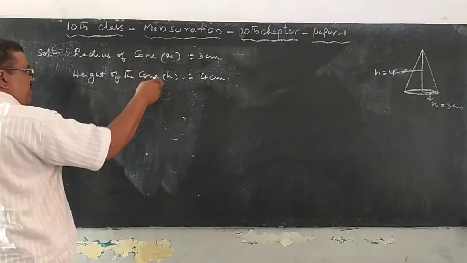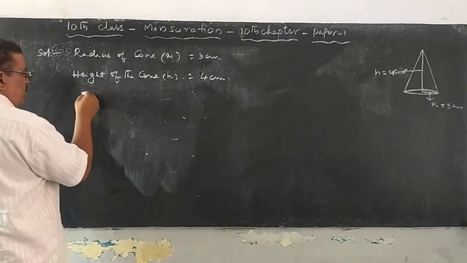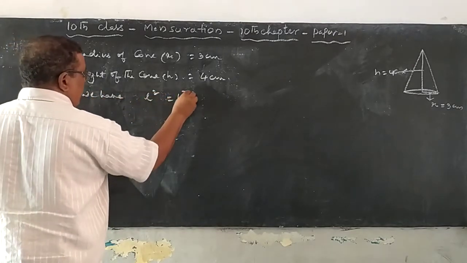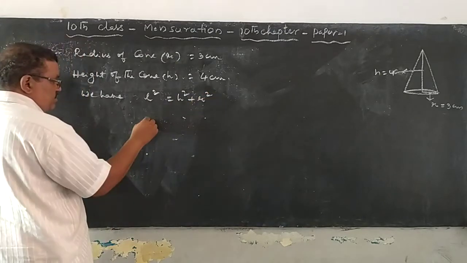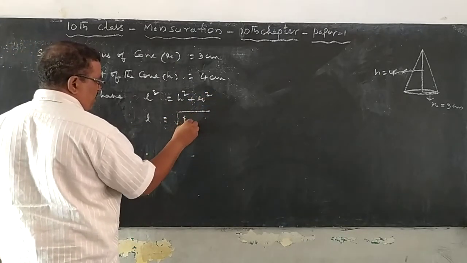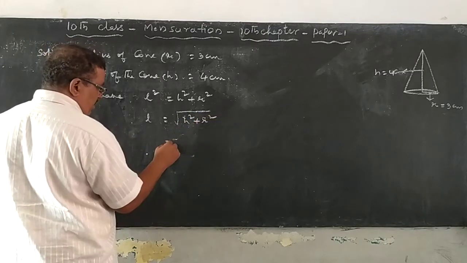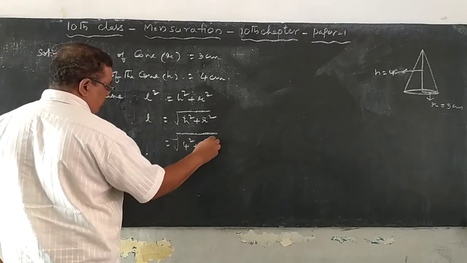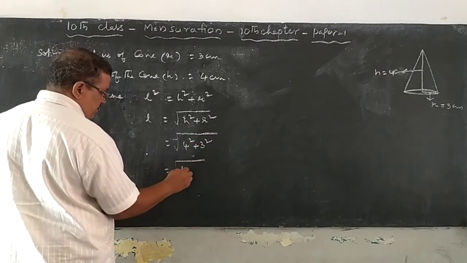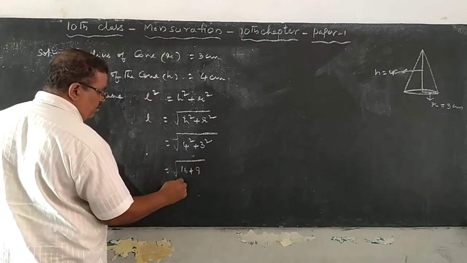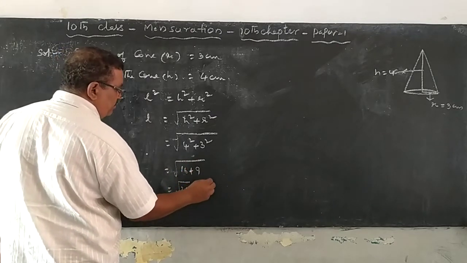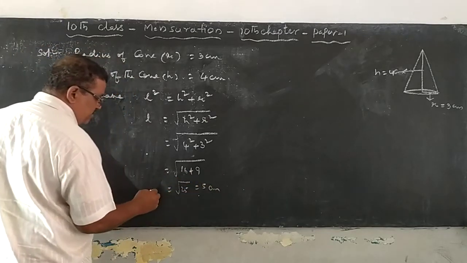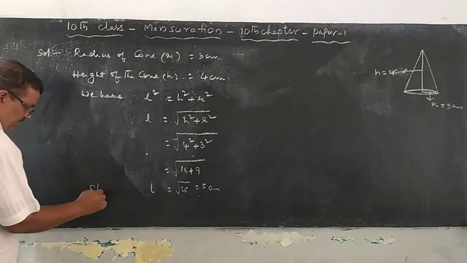So from the radius and height we have the formula: l square is equal to h square plus r square. So l is equal to the square root of h square plus r square. Applying the values, h is 4, so 4 square plus 3 square. Square root of 16 plus 9, that is root 25, which is 5. Because it can be written as 5 square, we get 5 centimeters. This is the slant height.